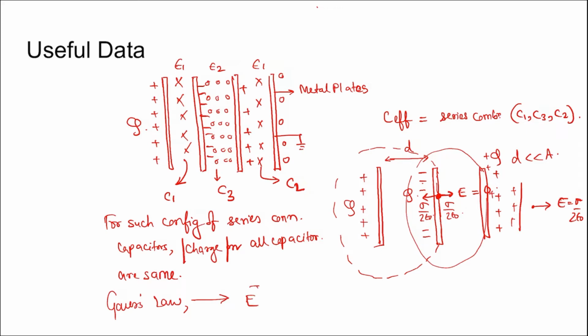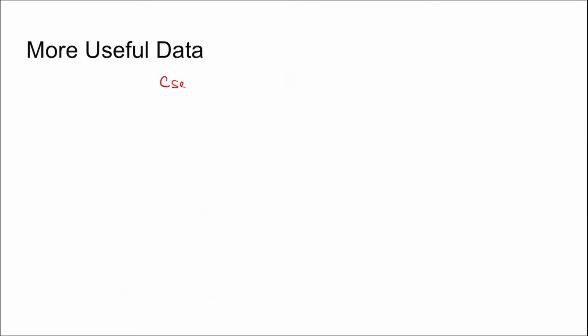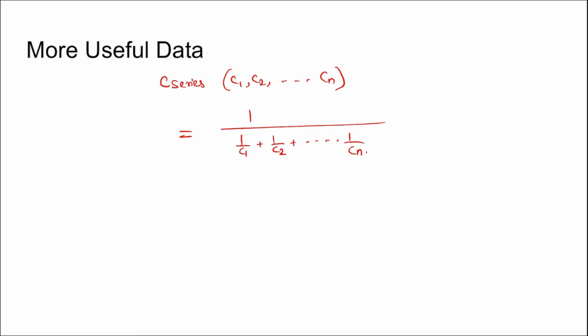So this is solely due to the fact of Gauss law that the electric field inside a conducting body or a metal plate is equal to 0 always. So this is the basic philosophy behind such a thing. Another thing you need to know: the series combination of C1, C2 up to Cn will be equal to 1 by C1 plus 1 by C2 up to 1 by Cn.